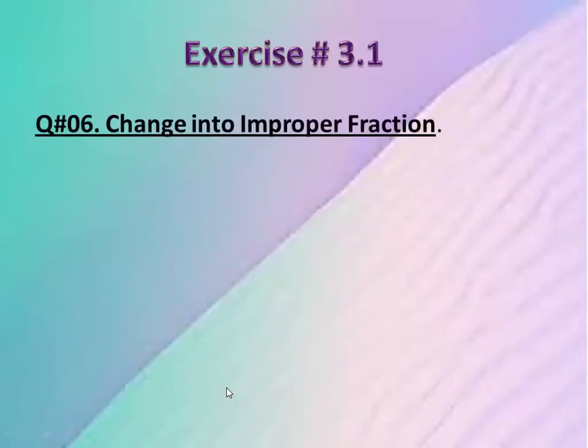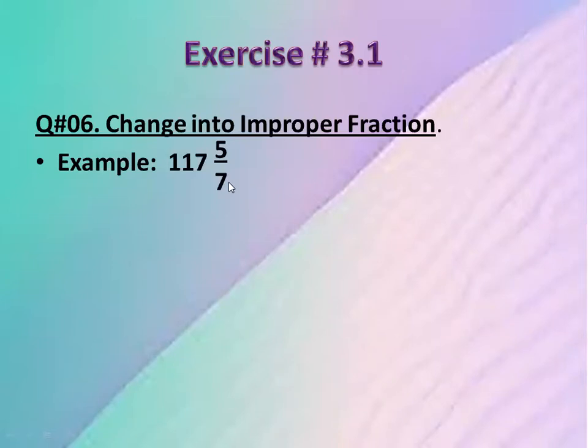Next, we will solve one question from exercise number 3.1. So far we have done four questions from exercise number 3.1. Now we are moving to question number 6. Here you have to change the given fraction into an improper fraction. Here you have 117 upon 100 and 107 5 upon 7.